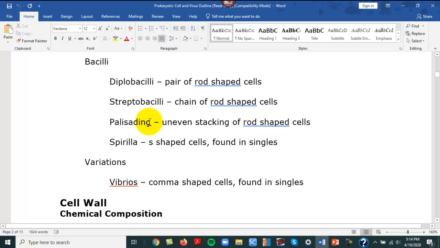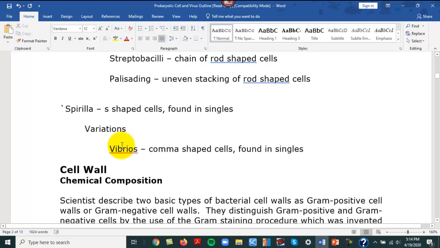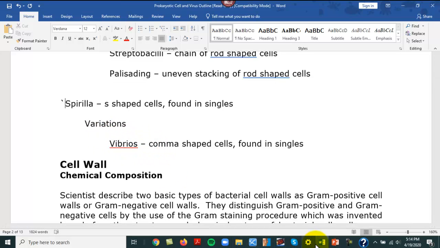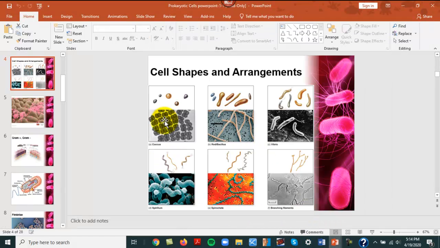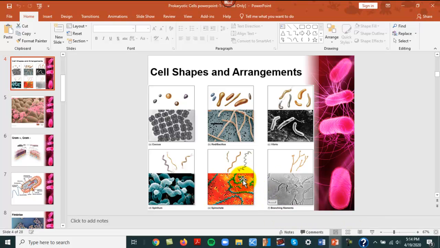Palisading is where they're all unevenly stacked on top of each other. And then spirilla, a little misleading there, but spirilla is not a bacillus. It should be over there as its own category, and they're not found in groups. And then Vibrio, like I was saying, those are comma-shaped. And these other ones like the spirochete and spirilla, they're not really found in groups.